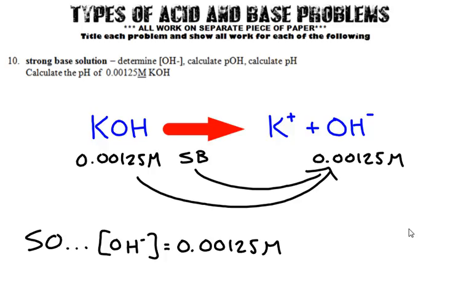So now use the formulas that you have, and you can apply that to determine the other things that are required in this problem, which would be pOH and pH. You already have OH minus. So that is problem number 10.